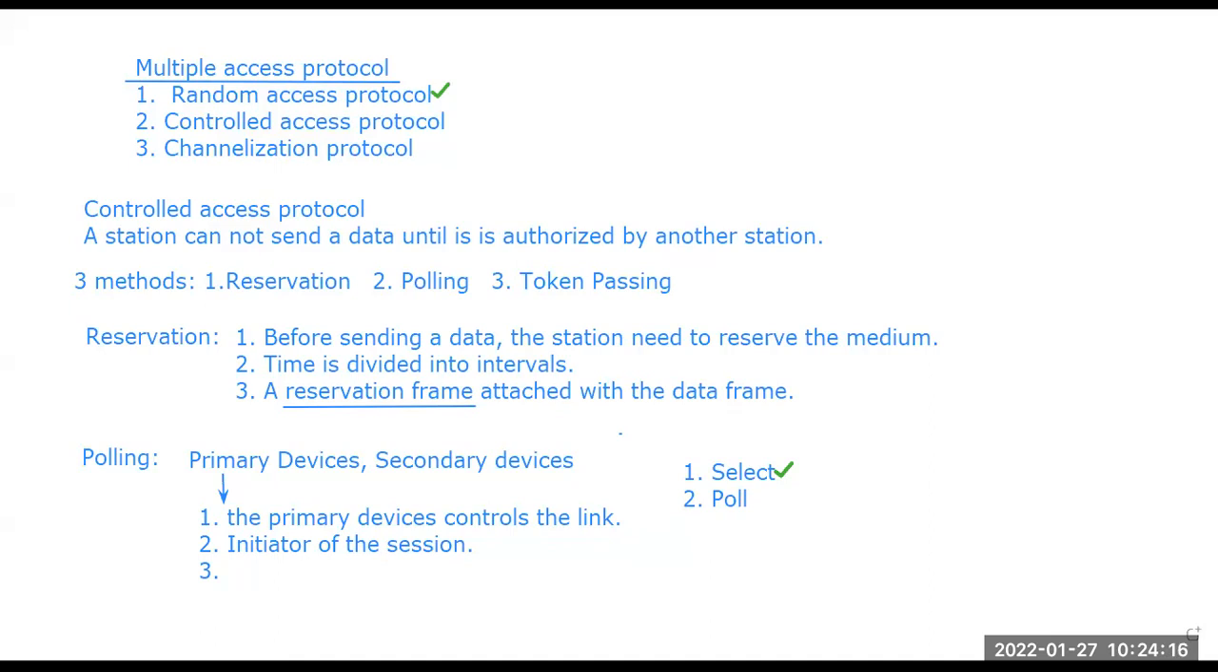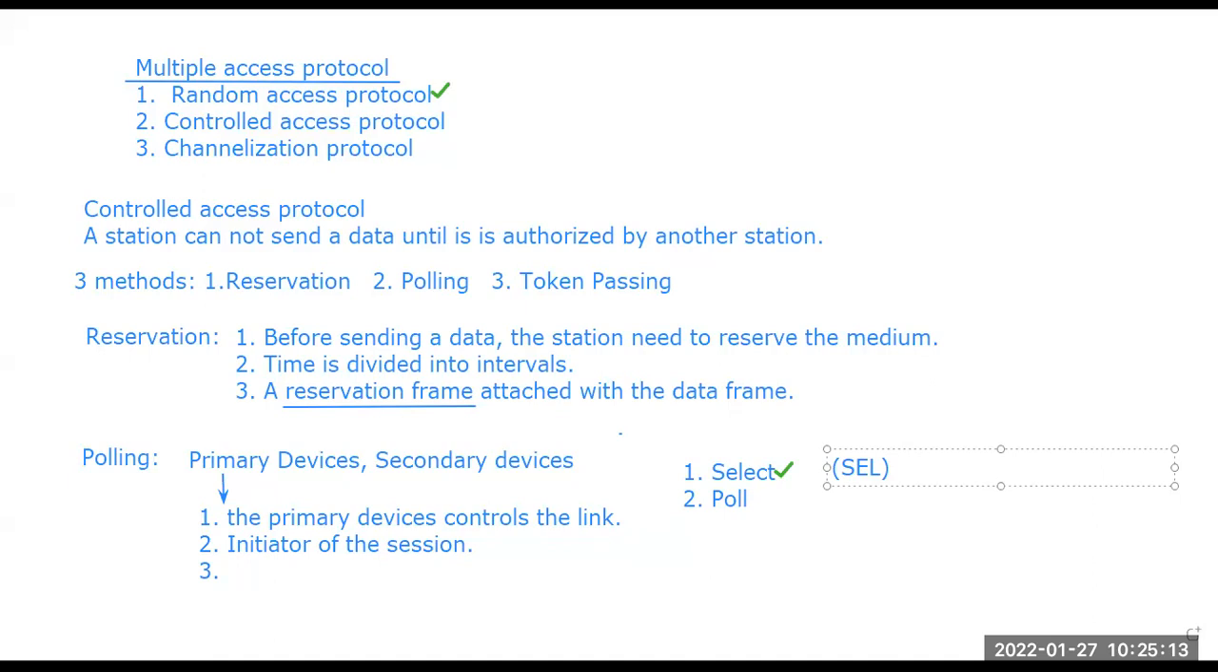The primary station is actually alerting the secondary devices that a transmission is going to happen, an upcoming transmission, by sending a select frame. So a frame will be sent here. The select frame is written as SEL. This particular frame will be sent to the secondary devices to inform them that a transmission is going to happen, and then it waits.